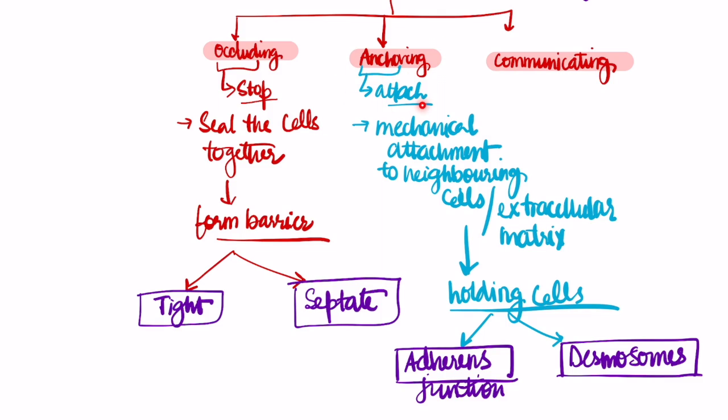Next type is the anchoring type. Anchoring indicates to attach. So cells are mechanically trying to attach to the neighboring cells or the extracellular matrix surrounding them, thereby holding the cells together. They are further divided into adherens junctions and desmosomes.